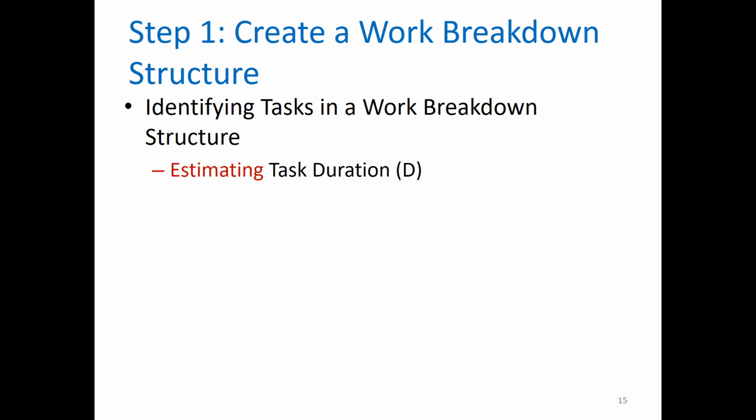Identifying tasks in a work breakdown structure: estimating task duration, which is represented by D, duration. Now estimate the duration that may be undertaken to complete a task. Always try to overstate duration to accommodate possible scope creep or delays. Factors that affect duration may be the project size and scope, human resources, experience with similar projects, and constraints.